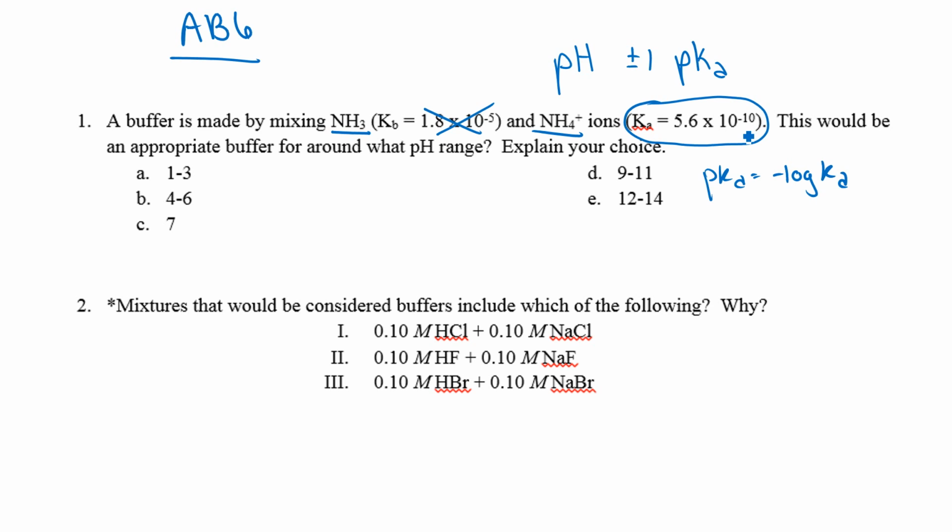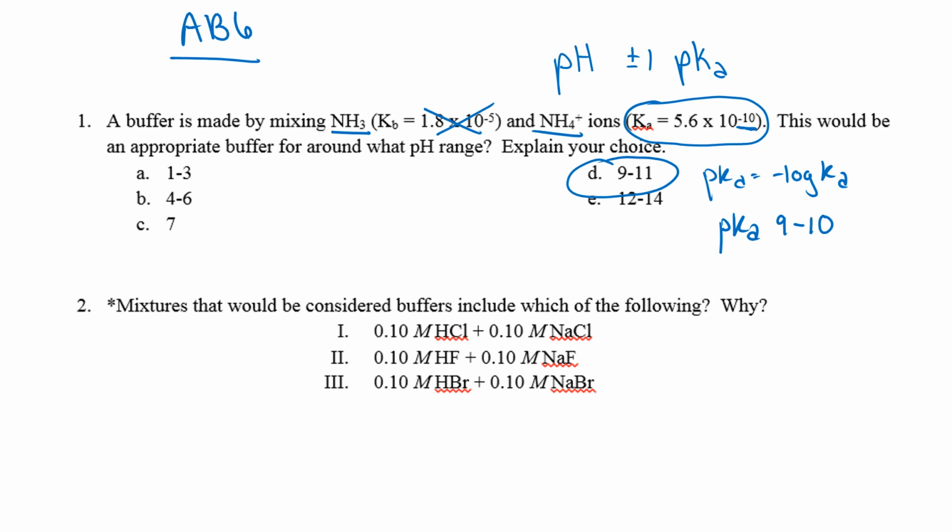Since my exponent is negative 10, the pKa is going to be somewhere between 9 and 10. That's how it works when we deal with the negative log of things. So your pKa is going to be like 9-ish. So out of my choices, it seems like D is the most appropriate choice. You want something where the pH is close to the pKa.